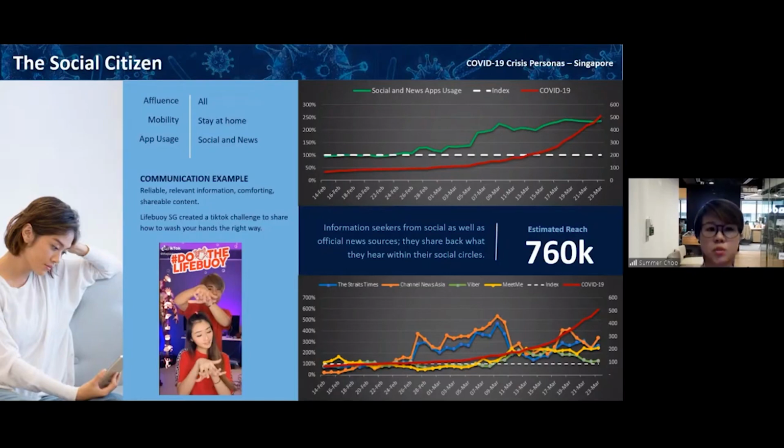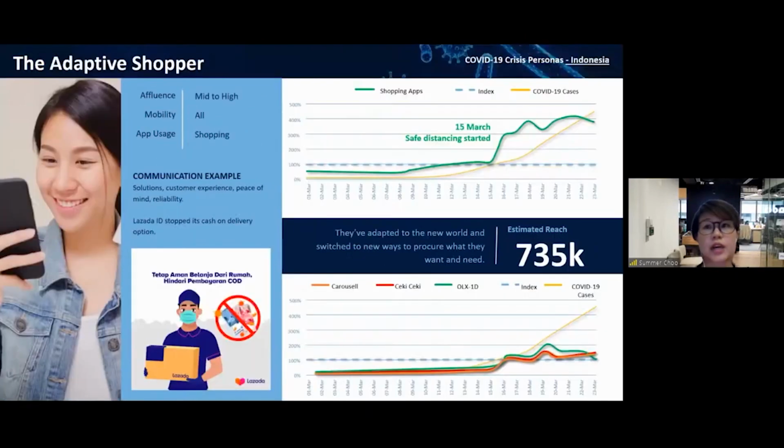Now, if you want to target this group of people, that are the social citizens, in terms of base of device IDs, we are looking at about 760,000 of them in Singapore. Now, I know we have some listeners calling in from Indonesia, so I've included another slide for Indonesia. So for Indonesia, we looked at the adaptive shopper. In terms of mobility, we look at all mobility, meaning work from home or outside. And the reason is because there's no lockdown in Indonesia during the period that we are doing tracking.